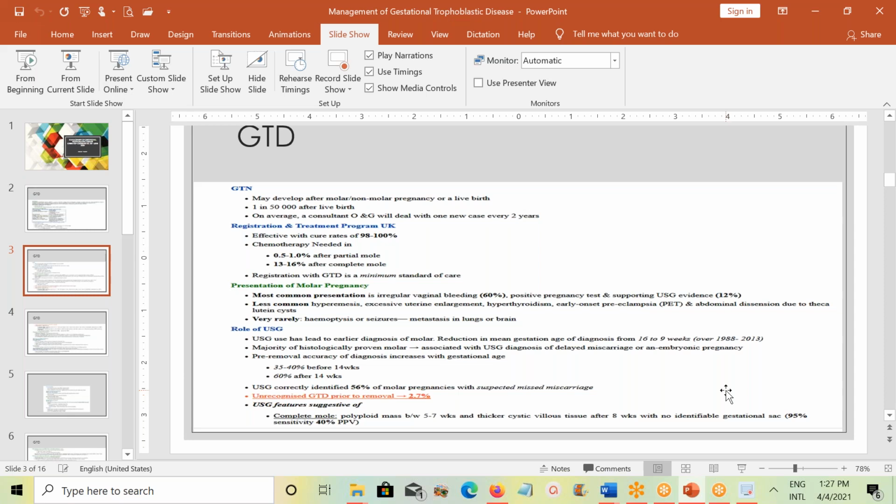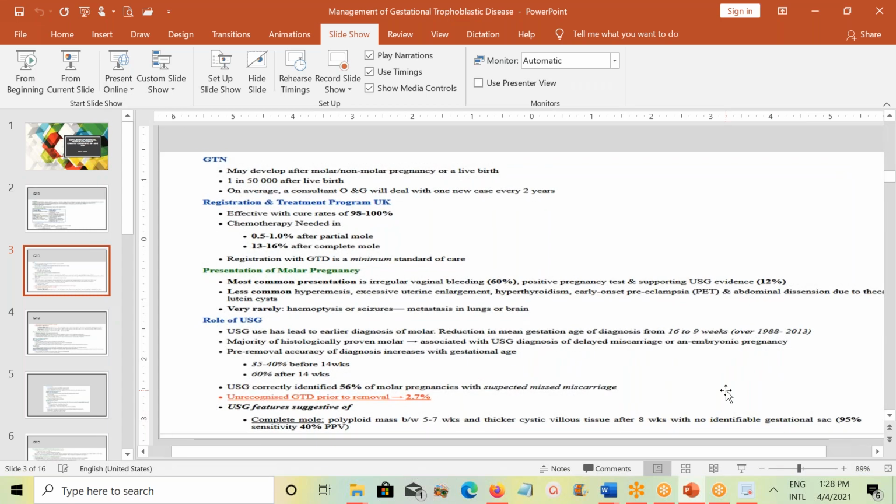Pre-removal, the accuracy of the diagnosis increases with gestational age. If the woman comes to us before 14 weeks, the chance of diagnosing on ultrasound is 35 to 40%. But if the patient presents after 14 weeks, the chance of diagnosing with ultrasound increases to 60%. That is one point.